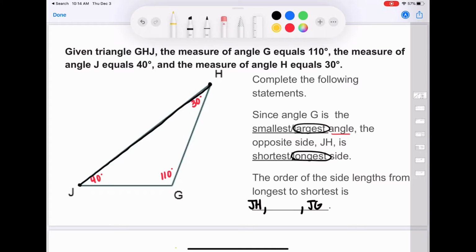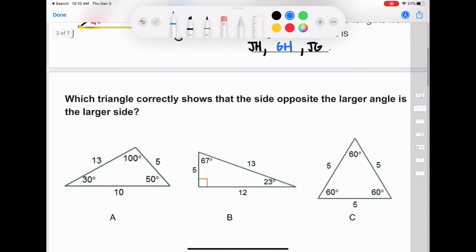Therefore, we have also accounted for J and G, thus leaving us with one side that we can input here in the middle as our middle side, neither the longest nor the shortest, and that is G and H. So we have G and H, and thus we have our order of the side lengths from longest to shortest. Let's look at the next problem.